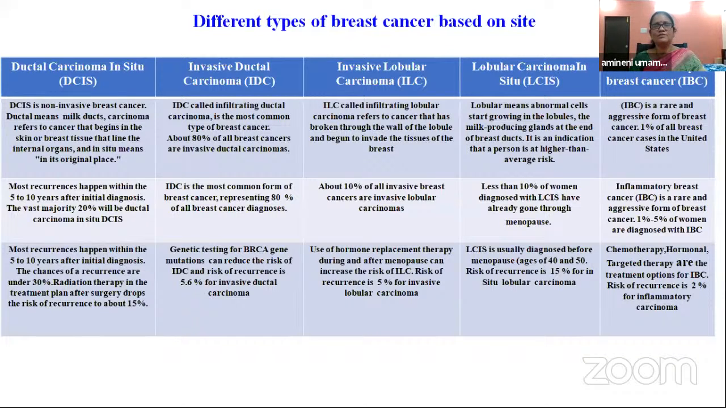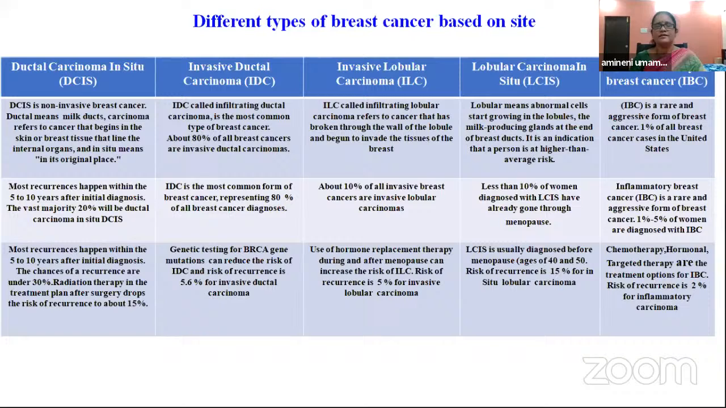Lobular, again invasive and in situ, the same thing. If it is in the lobules or it is spreading to the breast tissue also, then it is called invasive lobular carcinoma. Another one is the inflammatory cancers. Only 1% of patients will get this inflammatory type of cancer, and the treatment will be chemotherapy, hormonal therapy, targeted therapy.